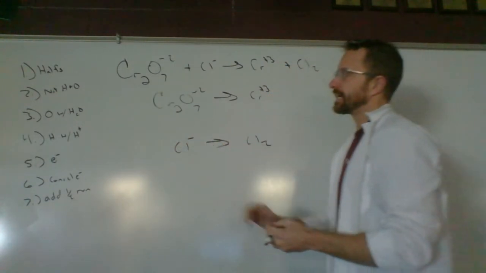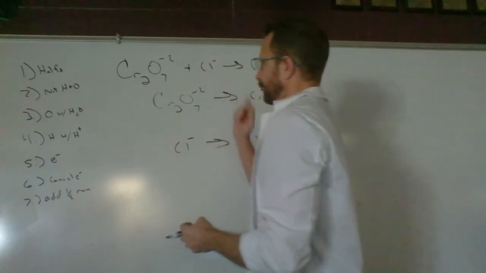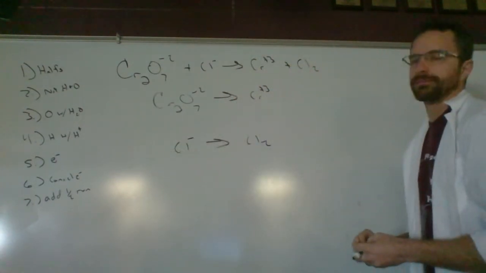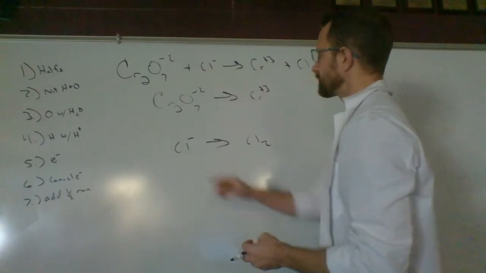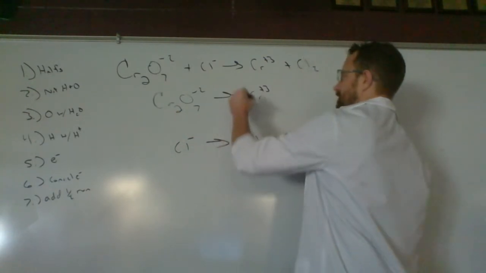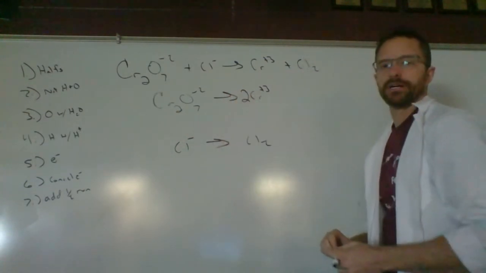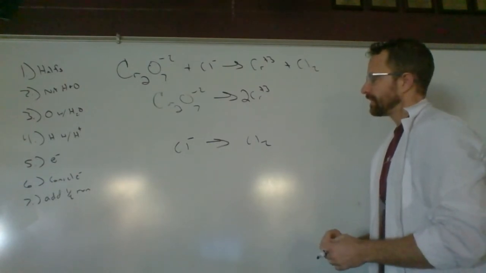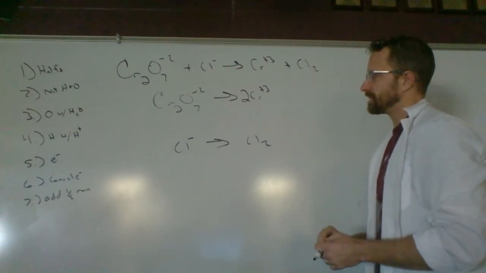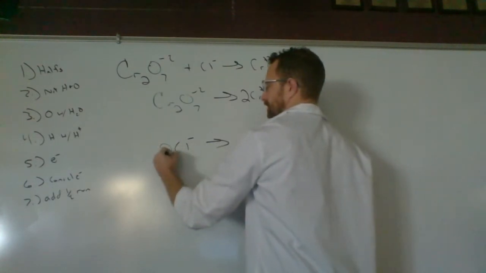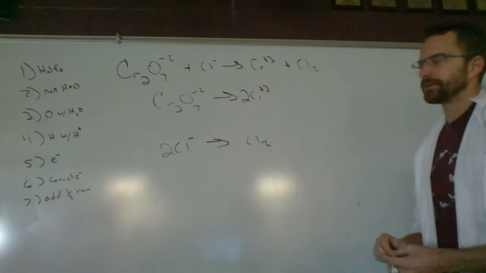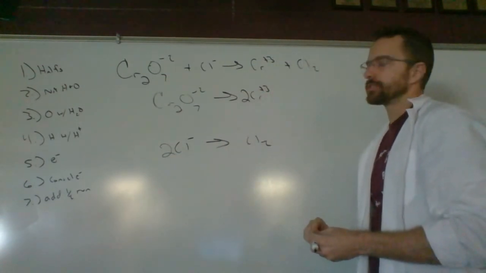So the first thing I need to do is break it into halves. That is done. Second thing I need to do is balance everybody who is not hydrogen and oxygen. I see two chromiums here, so I better put a 2 here. Now my chromiums are balanced. That's not very hard. I check my second half reaction, and I've got that balanced now. All right, so I balanced everybody who is not hydrogen and oxygen.